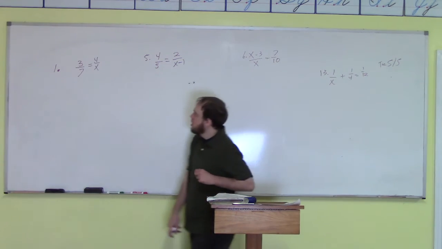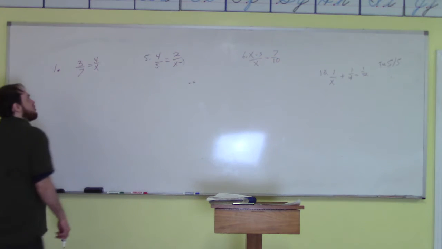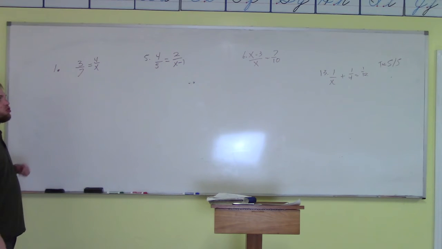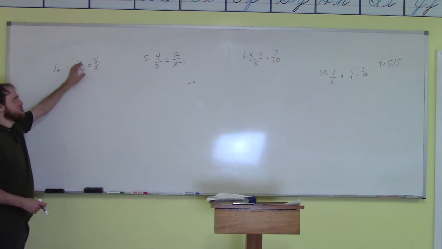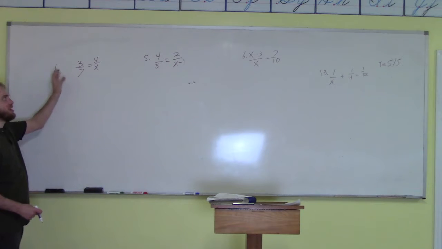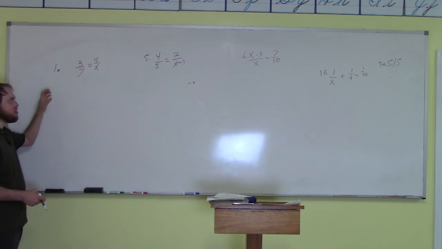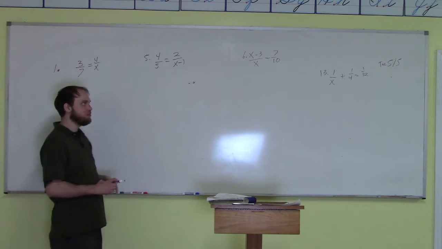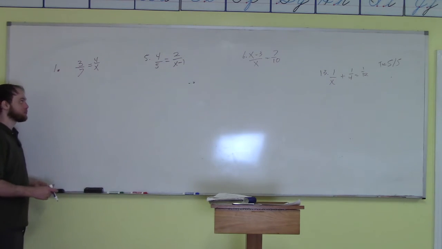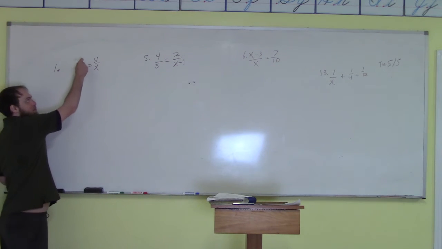The first one here is just a proportion set up. These problems are going to be the simplest. Notice you have a fraction equals a fraction, a proportion equals a proportion. So if you have a fraction on one side equals a fraction on the other side, you're just going to cross multiply.